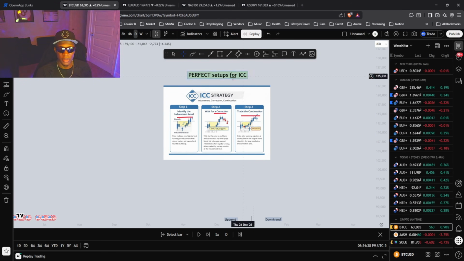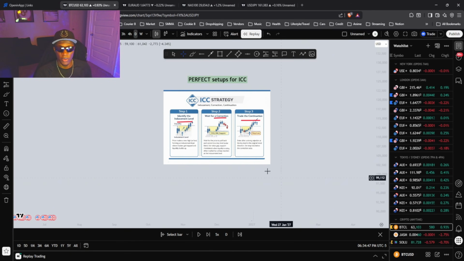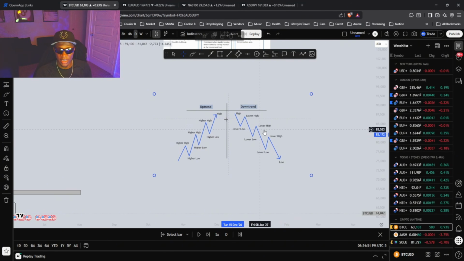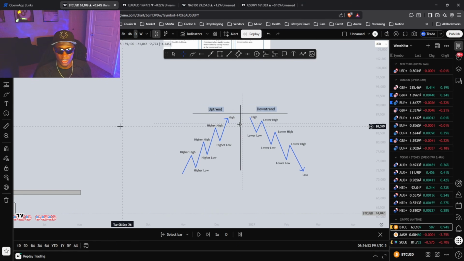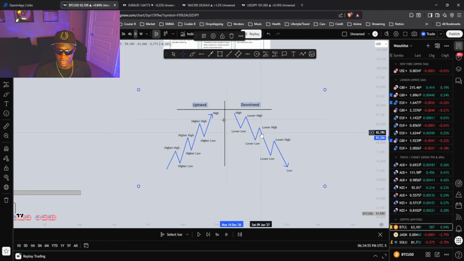So the first thing that helps us understand what is a perfect setup for ICC is understanding market structure, understanding what is a trend and how to identify higher highs and higher lows. So if you want to take a screenshot of this, you can. And if you want to take a screenshot of this, this is very important. This also helps you when it comes to the perfect setup for ICC.